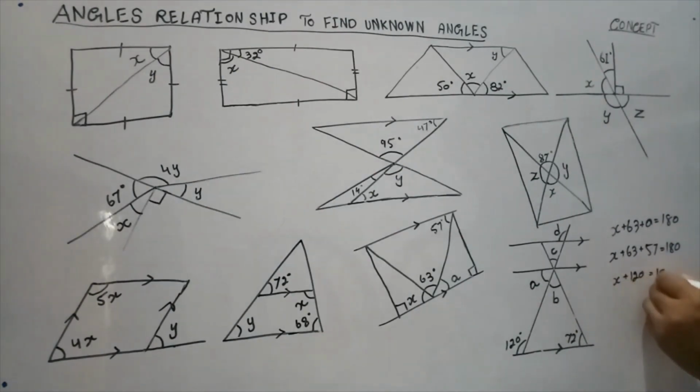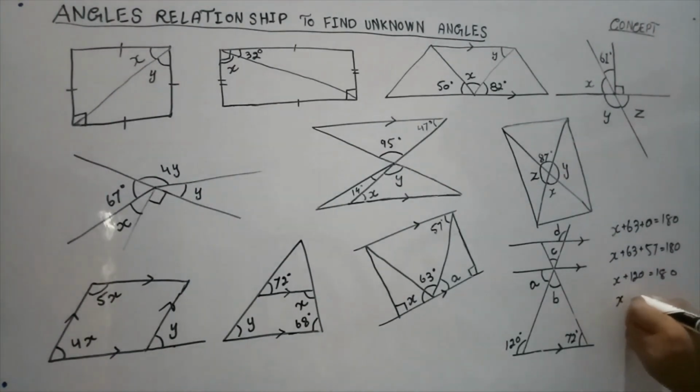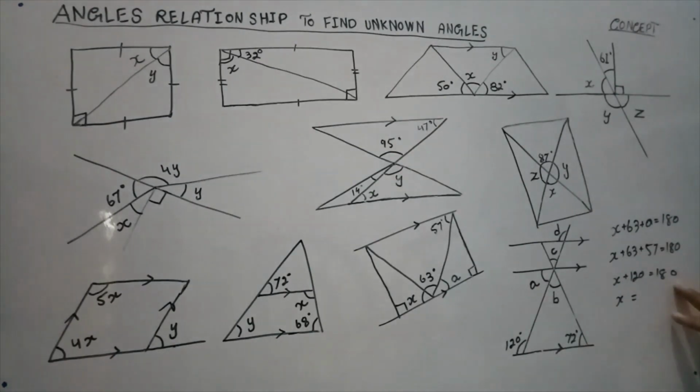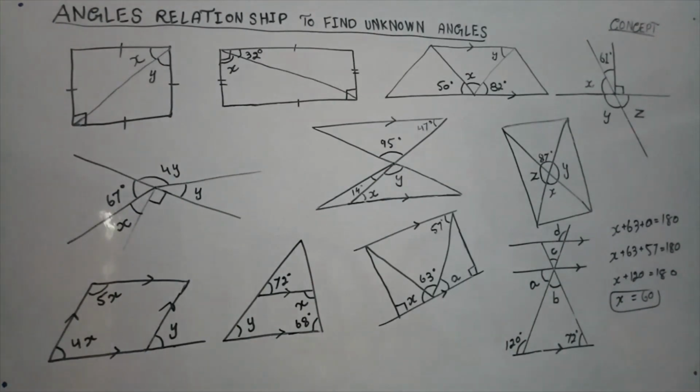120 degrees. Now if I subtract 120 from both sides, here we will get x only, and on the other side 120 will be subtracted from 180, so we get 60 degrees. So this angle x will be equal to 60 degrees. Clear?